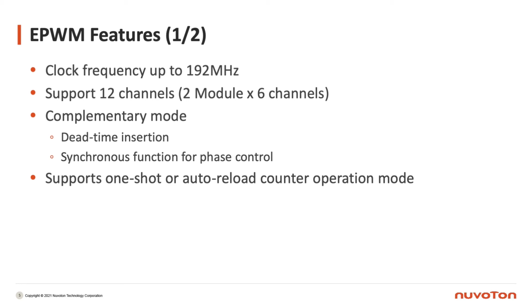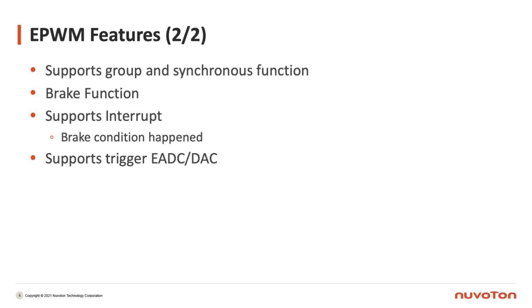Synchronous function for phase control is used to control a motor. It supports one-shot mode or auto-reload counter operation mode. It supports group and synchronous functions. The brake function is used for a motor controller. The interrupt function is supported. If a motor brake condition happens, it will generate an interrupt to the CPU. Last, it supports PWM triggering EADC and DAC to process signals.